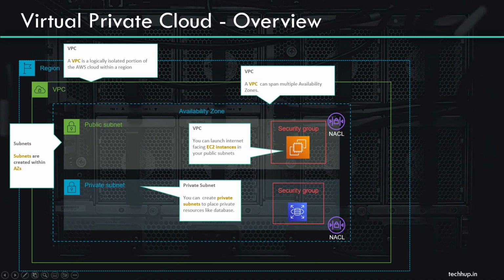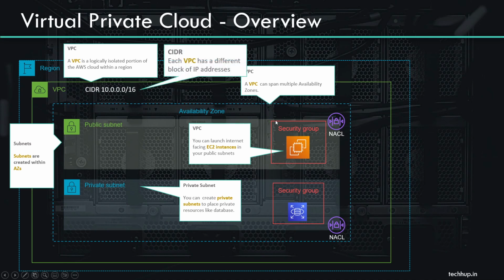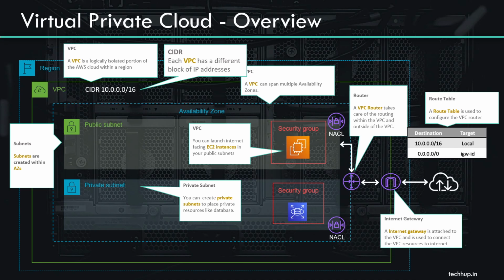You have complete control over your virtual networking environment, including selection of your own IP address range, creation of subnets, and configuration of route tables and internet gateway. You can use both IPv4 and IPv6 for most of the resources within your VPC.